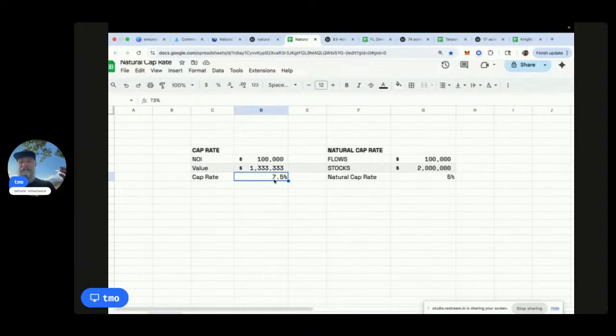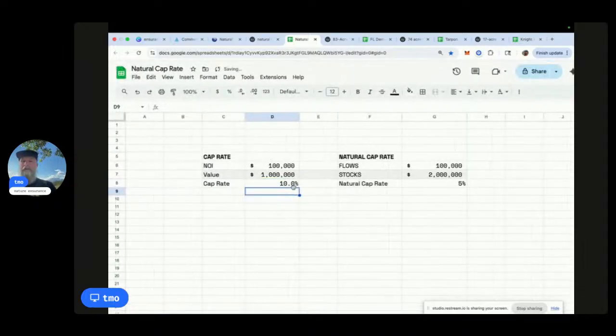And so what happens if interest rates go up or there's some risk associated with that property and the cap rate goes up to 10%? What's going to happen to that value? That value is going to drop drastically. It's going to go to $1 million. Watch. Boom. So $100,000 of income goes to $1 million of value. So it was at $1.3 million, but then let's say interest rates drop. That's why everyone's so fixated on interest rates and the cost of money.